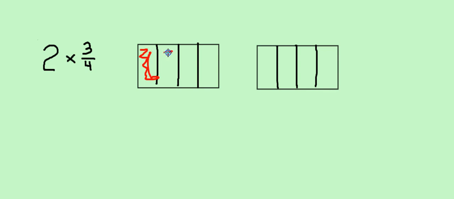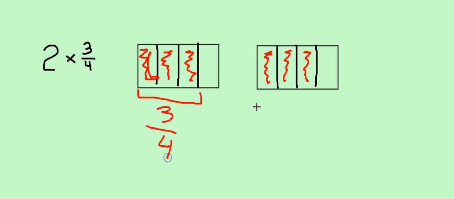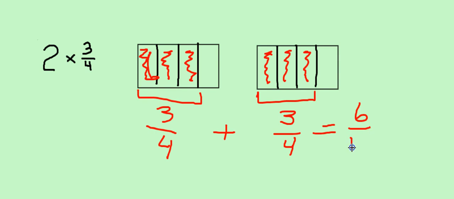So 2 times 3/4, I'm going to draw my fourths here, and I'm going to color in 3/4. So there's 1, 2, 3/4 on this one, and I'm just going to go to the next one and color in 1, 2, 3/4 again. So I have 3/4 over here, and I have another 3/4 on the other side. And when I put those two 3/4 together, I'm going to get 6/4. So 2 times 3/4 is 6/4.